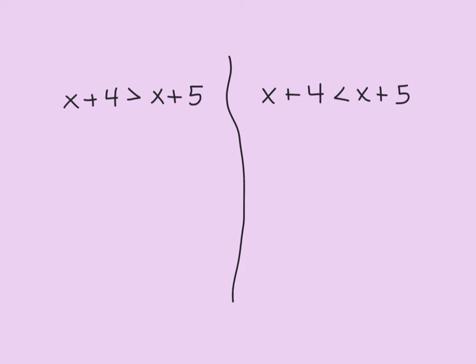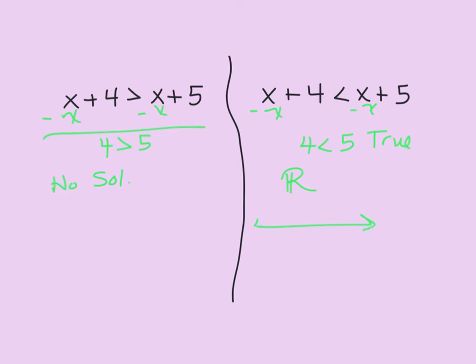We could have something like this. x plus 4 is greater than x plus 5. Again, we'd subtract out the x. We get 4 is greater than 5. That's false. That would be a no sol. And we've known each other long enough now that I will let you write no sol. Over here, if we subtract out the x, we get 4 is less than 5. That is a true statement. That would be all reals, and we would shade above the number line or on the number line. Okay, so those special cases come up in inequalities like they did with equations.